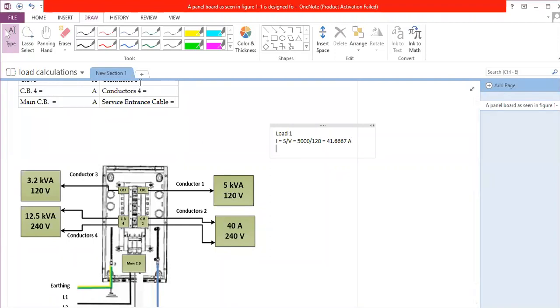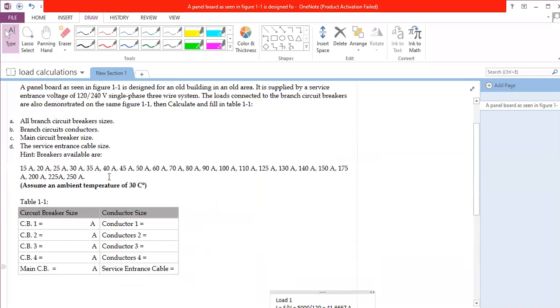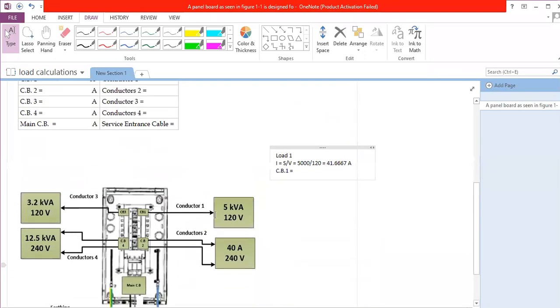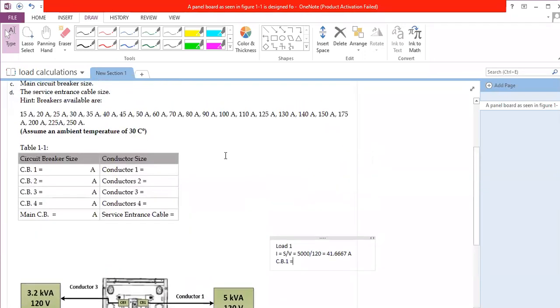I'm going to say that the circuit breaker size, circuit breaker 1, will be equal to what? I will select it from the options I have here. I have 15 up to 250. So the current is going to be 41.6 ampere. This load is going to draw 41.6 ampere, so I'm going to choose 45 ampere. So the circuit breaker size is going to be 45 ampere.